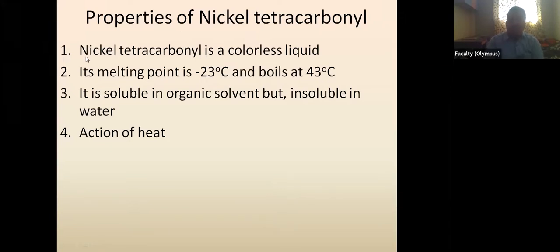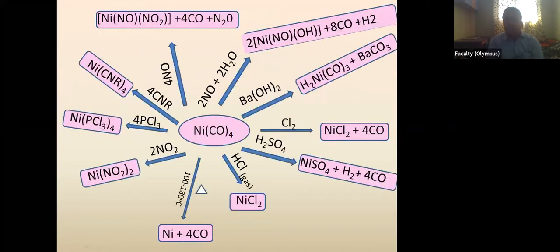So first, physical properties. Nickel tetracarbonyl is a colorless liquid at room temperature. The melting point of nickel tetracarbonyl is minus 23 degrees Celsius and the boiling point is 43 degrees Celsius. So at room temperature it is in liquid state. It is soluble in organic solvents but insoluble in water. So these are its physical properties: melting point, boiling point, solubility and color. Now we have to see its chemical properties.